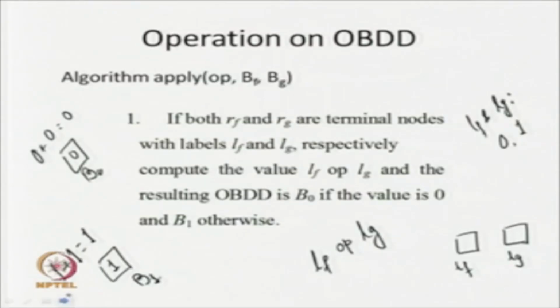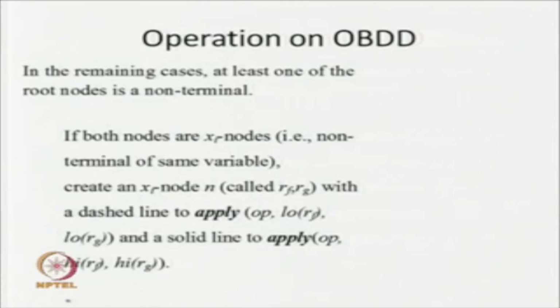Okay. Now, if they are not terminal nodes, then what will happen? At least one of the nodes will be your non-terminal node. So, when I talk about RF and RG, if both are not terminal nodes, then at least one of them will be a non-terminal node. Now, the first case we are going to consider is if both nodes are Xi nodes. Both are Xi nodes means both nodes are non-terminal nodes, and they are labeled with this variable Xi. Okay.